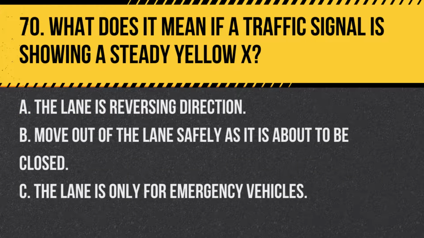Question 70. What does it mean if a traffic signal is showing a steady yellow X? A. The lane is reversing direction. B. Move out of the lane safely as it is about to be closed. C. The lane is only for emergency vehicles.